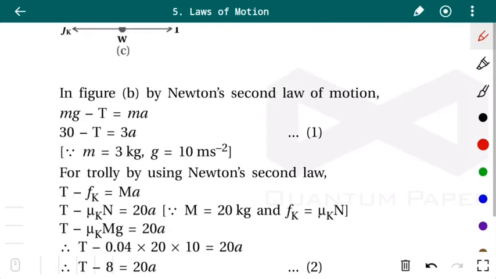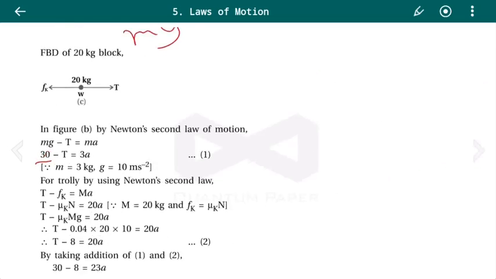So here mg, that is 30, minus T equals mass, that is 3, because here we are talking about the block. So 3 into a. Now for the trolley, let us see the equation.